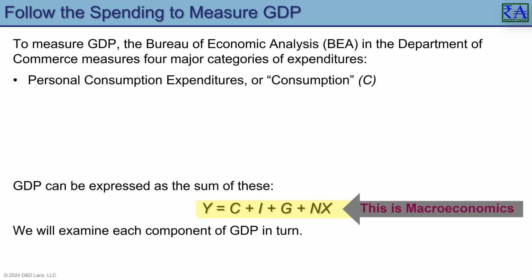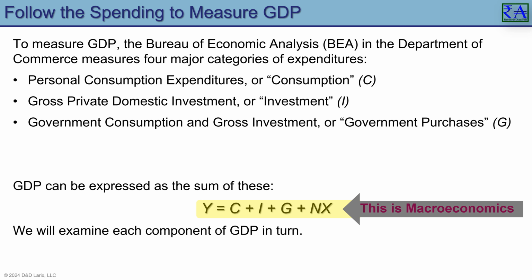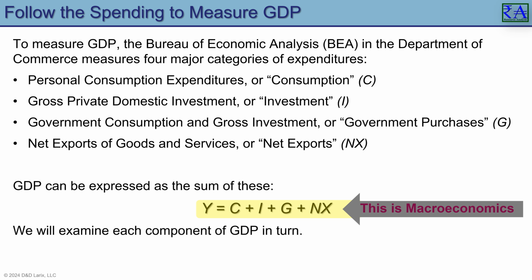Consumption expenditures are divided into expenditures on services, non-durable goods, and durable goods. Gross private domestic investment, or investment, is spending by firms on new factories, office buildings, machinery, and additions to inventories, plus spending by households and firms on new houses. Government consumption and gross investment, or government purchases, are spending by federal, tribal, state, and local governments on goods and services. Net exports of goods and services, or net exports, are equal to exports minus imports. Now, we need to look at each of these in more detail.